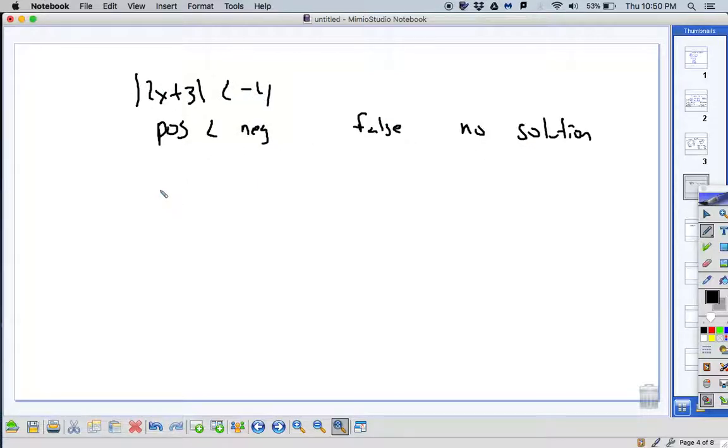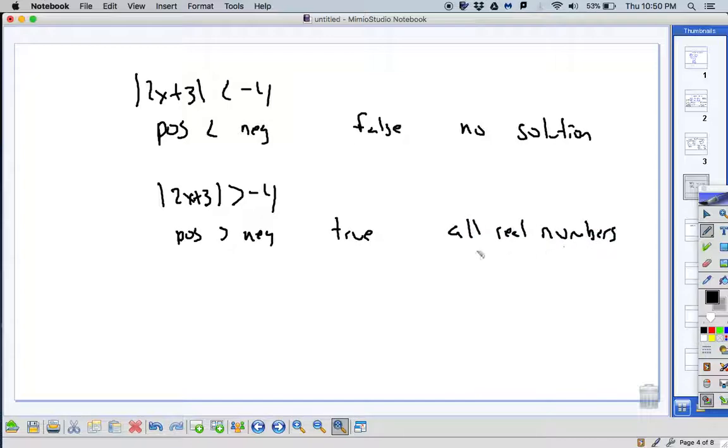But what if it's greater than? So let's look at this case. Let's switch it around, make it a greater than. This thing is positive, greater than a negative. Well, it doesn't matter what x is. This thing is always true. So this has all real numbers as a solution. Means every single real number is a solution.